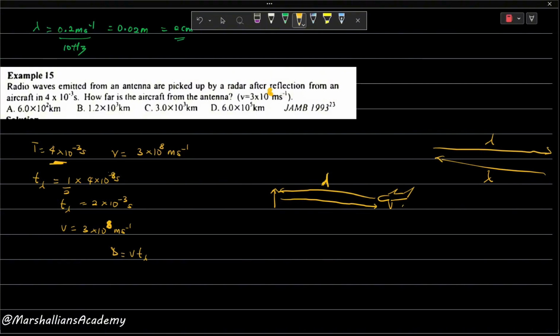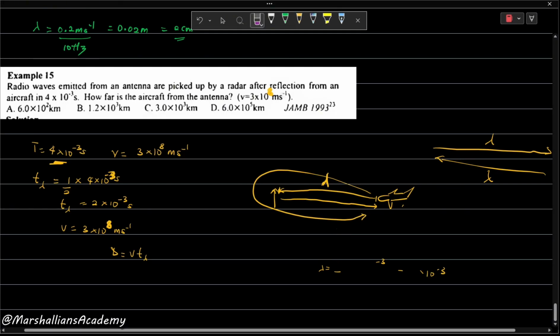Sorry, this is A. The question had issues, so let me change my velocity. It is 8, not 3. I'm just checking it from the hard copy. This is 8. This is 8 too. Now, if the velocity is 3 times 10 raised to the power 8 and time is this, therefore my distance is going to be VC.